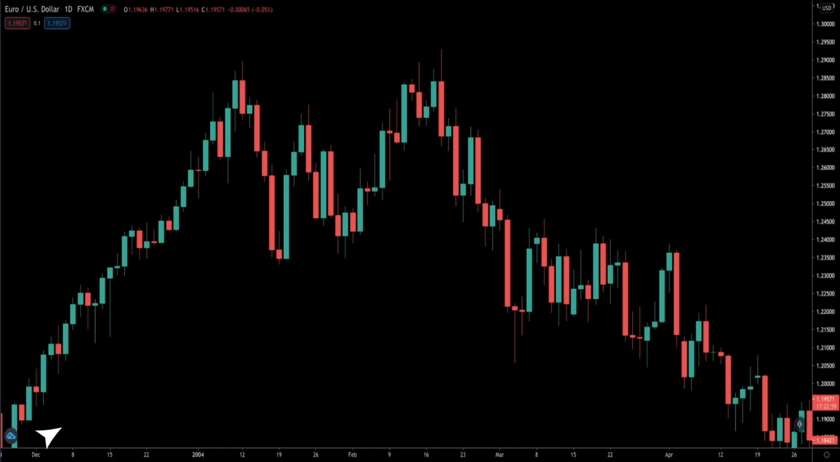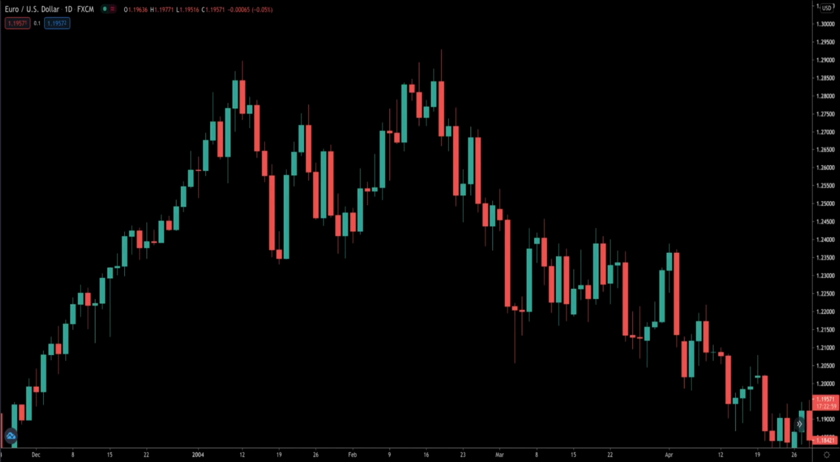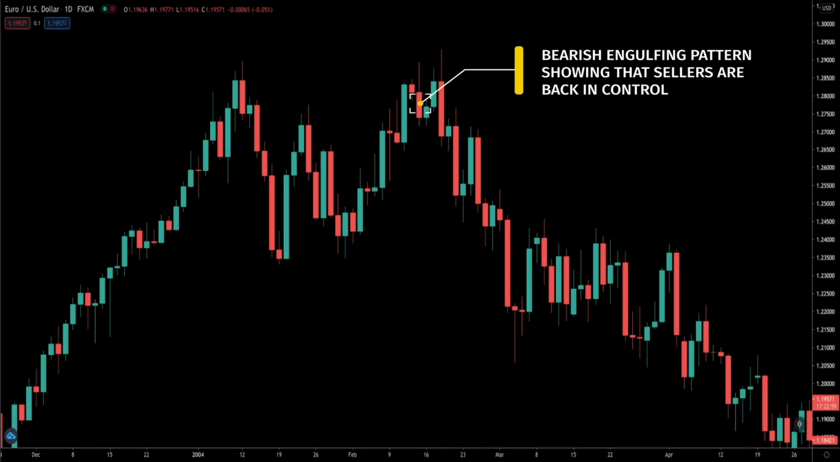Right here, the market is in a bullish trend and trending upwards. Then we see an evening star pattern right here. The first candle here seems to show that the bullish trend is still strong, except that we get a small candle indicating that the sellers are absorbing the buyers and there is a stalemate. And finally, the third candlestick indicates that the sellers are back in control and signify a potential move down.